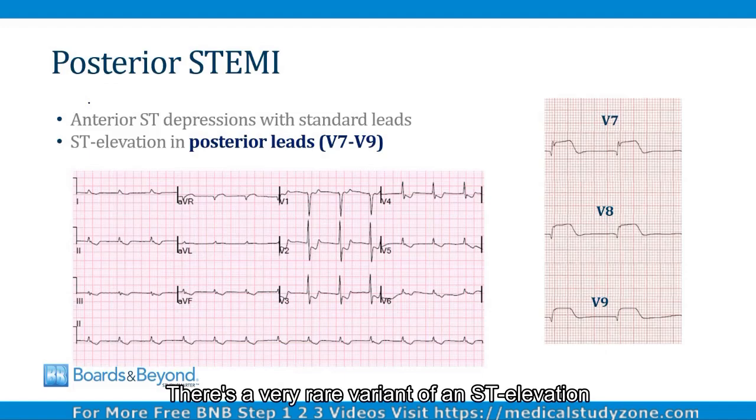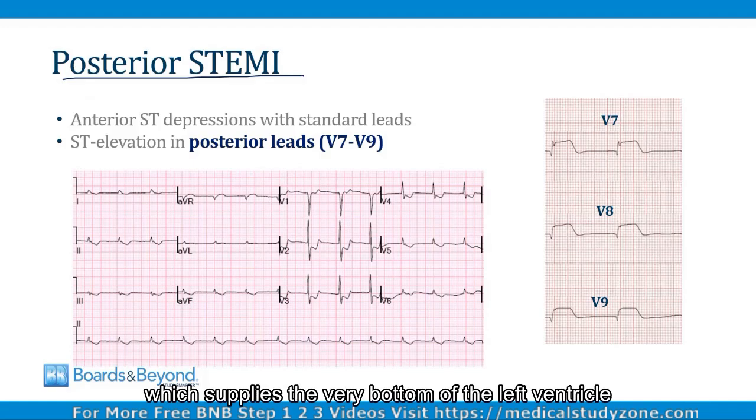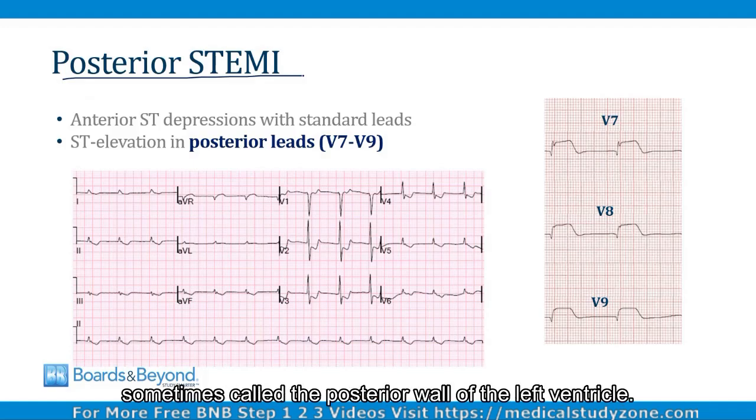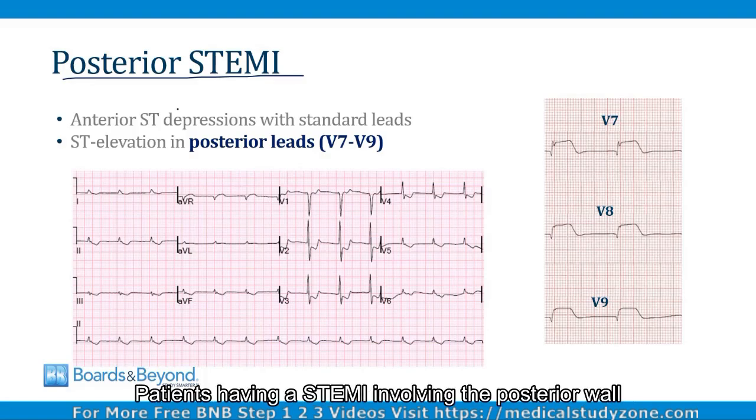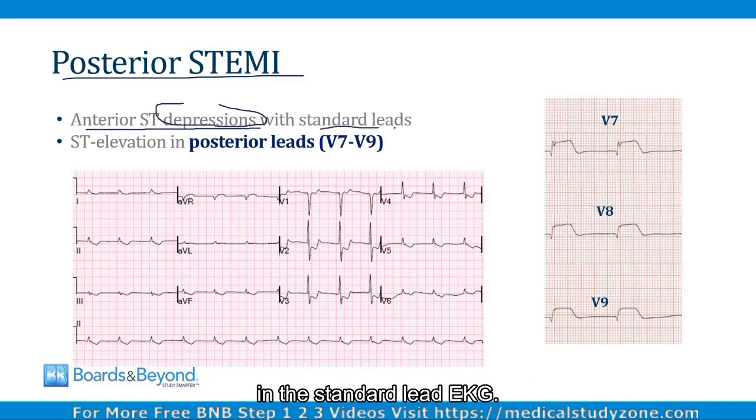There's a very rare variant of an ST elevation MI called a posterior STEMI. This occurs when there is occlusion of the posterior descending artery, which supplies the very bottom of the left ventricle, sometimes called the posterior wall of the left ventricle. Patients having a STEMI involving the posterior wall will display anterior ST depressions, not elevations, in the standard lead EKG.